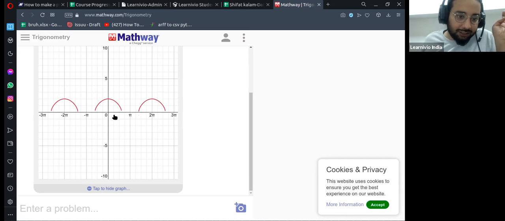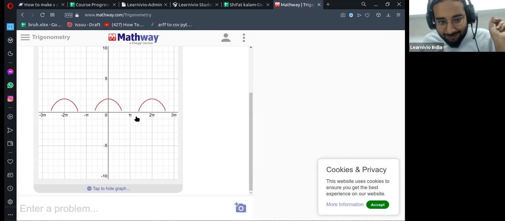If you see the function, it actually explodes from this region to this region. Why does that happen? Do you know why that is happening?